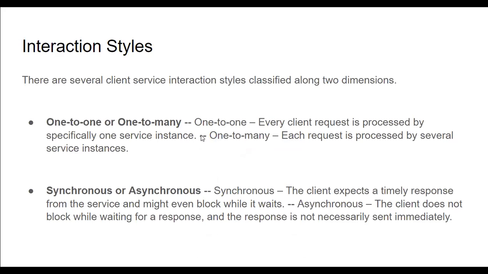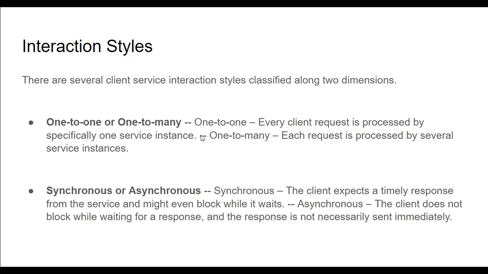There are several client service interaction styles classified along two dimensions. The first one is one-to-one or one-to-many, and the second one is synchronous and asynchronous. In one-to-one, every client request is processed by specifically one service instance only. On the other hand, in one-to-many, each request is processed by several service instances.